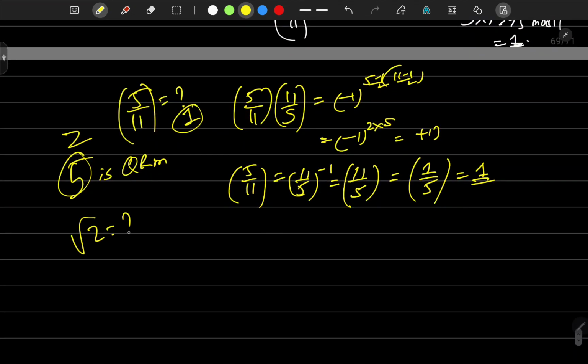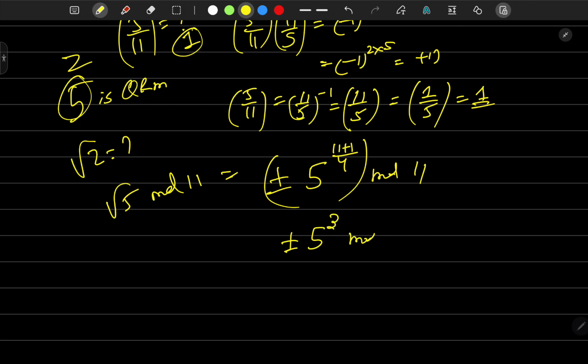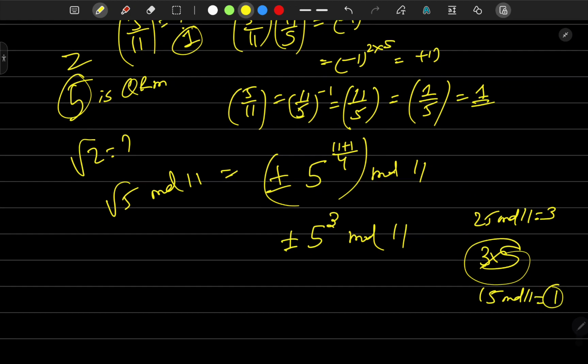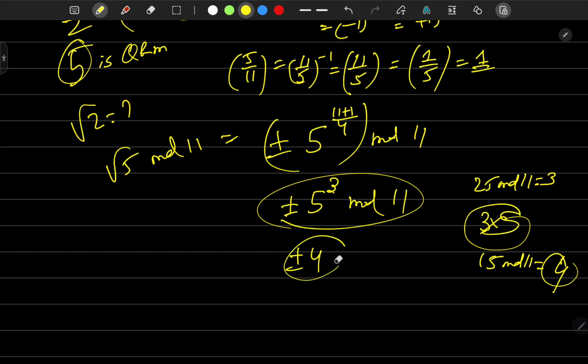So next, what do we have to find? The root of z, I mean root 5 modulo 11, under modulo 11, not normally. For that there is one way. The answer is plus or minus 5 whole power (p plus 1)/4 mod 11. So plus or minus 5 to the power 12/4, that is 3, mod 11. So 25 mod 11 how much? 3. So 3 into 5 is 15. 15 mod 11 how much? Not 1, 4. So from this we get plus 4 mod 11 and minus 4 mod 11.